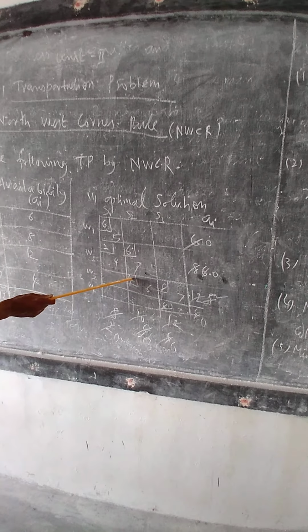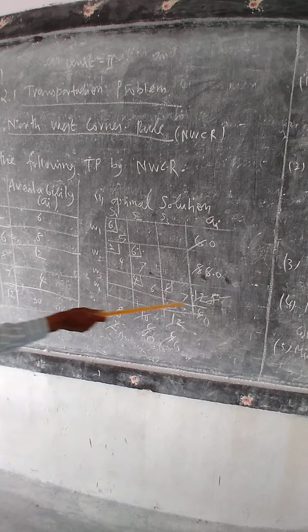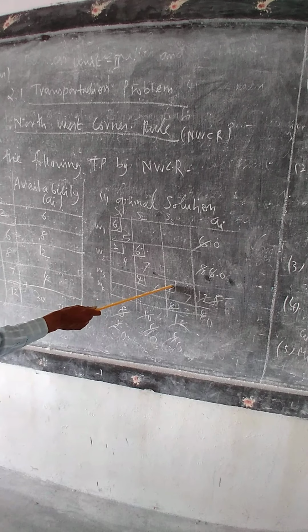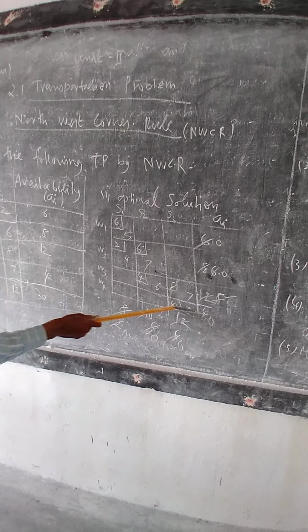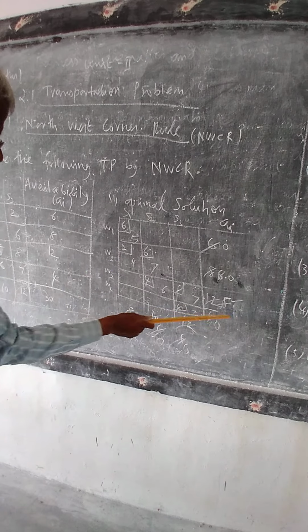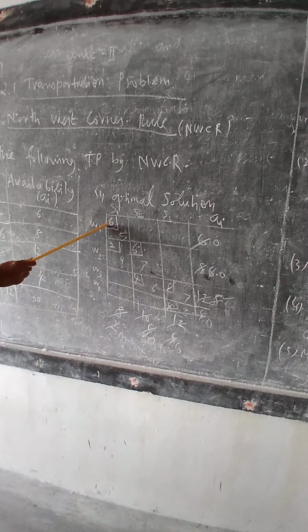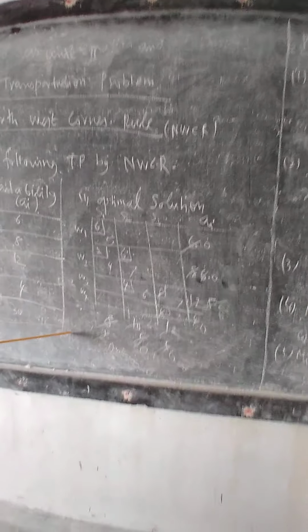That allocation is 4, therefore this column is exhausted. Then the remaining is 12 and 12. Then 8 is allocated, and the remaining is 4. That 4 is allocated in row 4 and column 3. All the rows and the columns are exhausted. So from this allocation, the corresponding cost is multiplied, and you have to find the total cost.